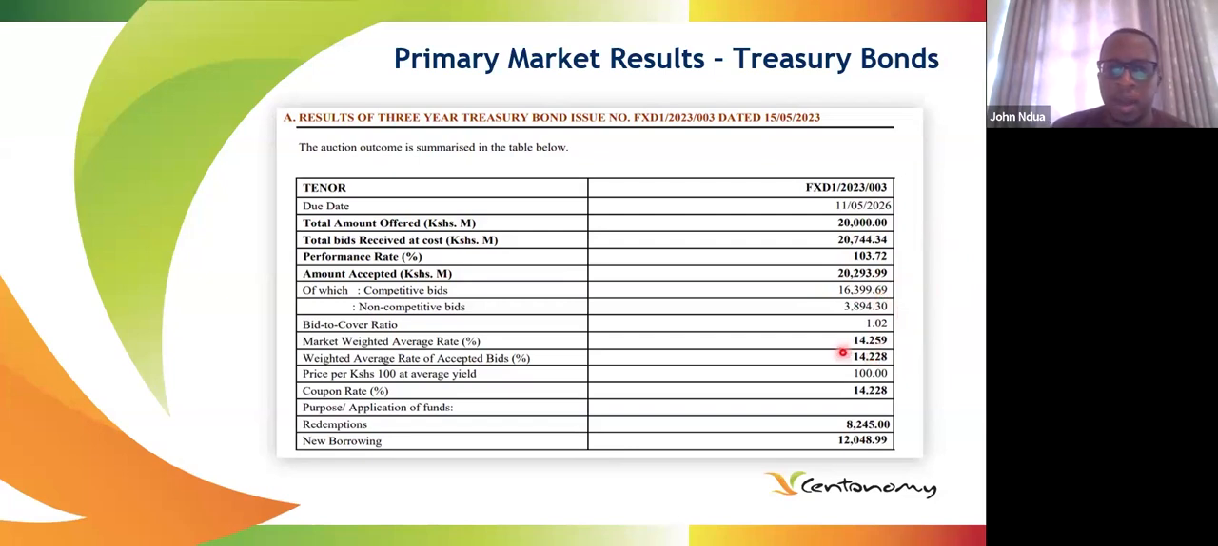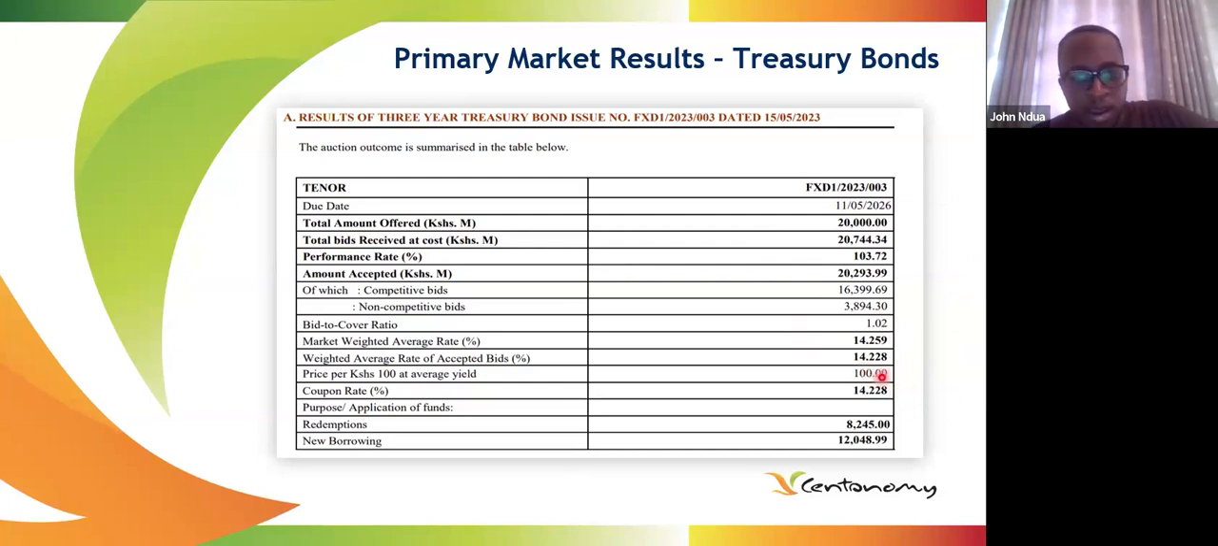So you can see that the market weighted average, this is the average of the bids, all of them, including the rejected, is 14.259. And the weighted average of the ones that were accepted is 14.228. So now, this 14.228 will become the coupon rate of the bond. This is what each and every investor who bid for this particular bond will be paid. Each and every person will be paid 14.228% of the amount of money they invested.